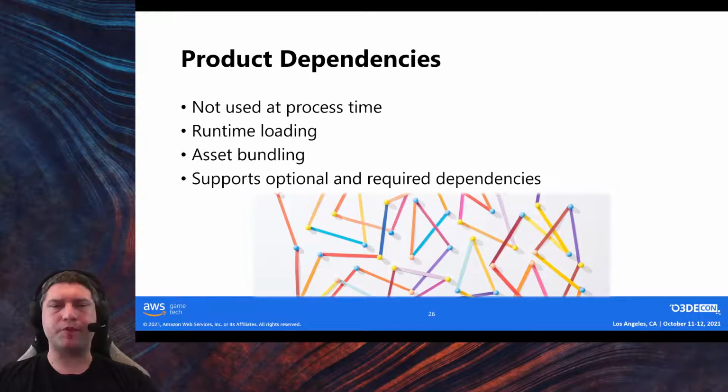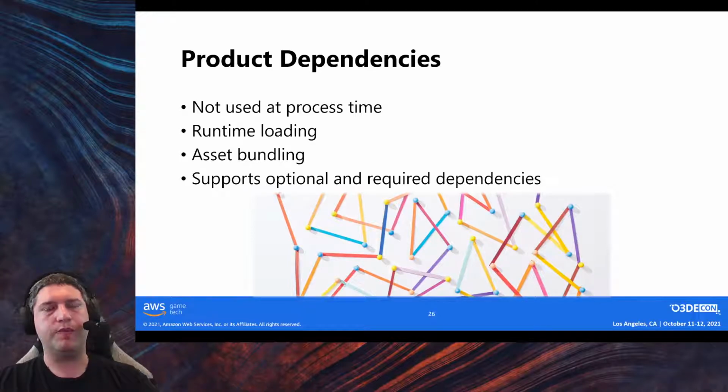This also supports optional and required dependencies. So if you have a case where you will make use of a product asset if it's also available, you can mark that as optional. If you need that piece of content there, you can mark it as required. That way, when it's not there, these other steps in the pipeline will fail. The asset bundling can fail because the product dependency is missing.